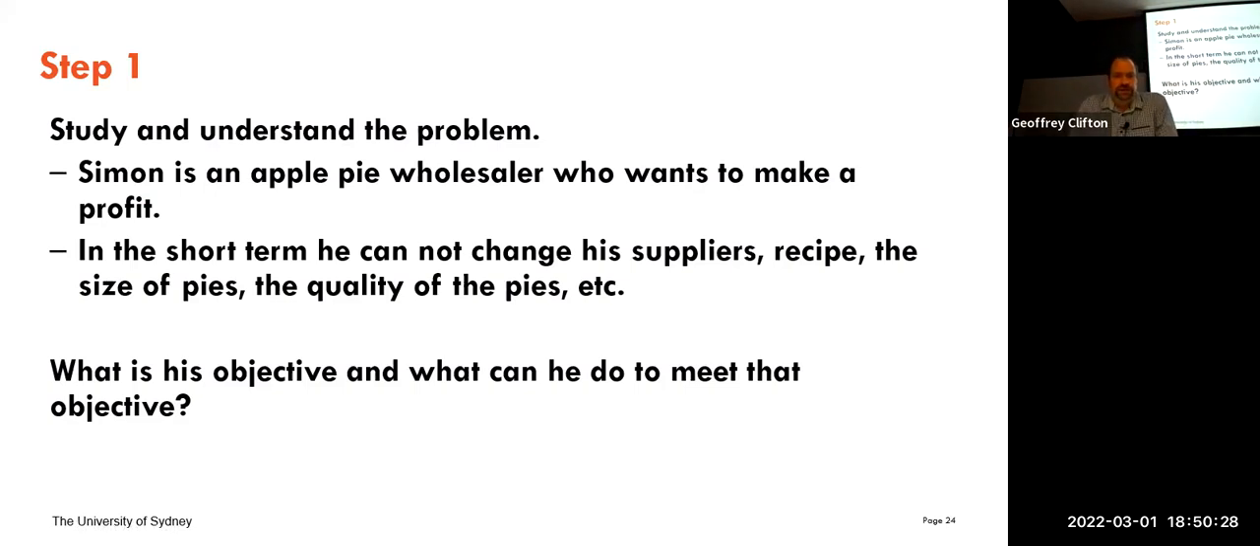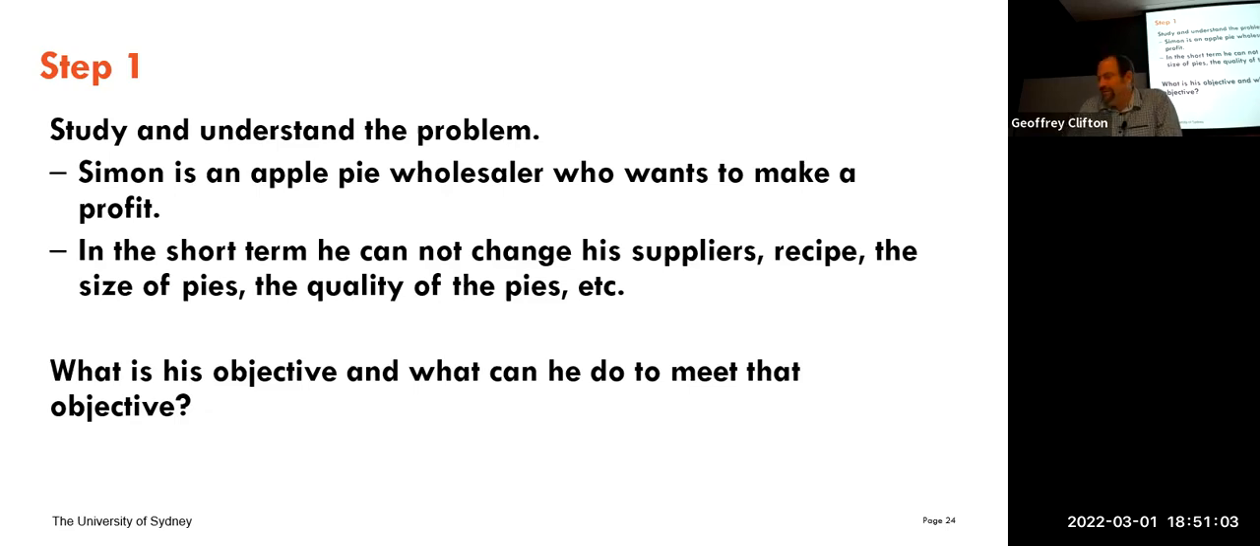So here's an example. Simon is an apple pie wholesaler who wants to make a profit. In the short term, there's not much he can do. He can't change his suppliers. He can't change his recipe. He can't change the size of the pies. He can't change the quality of the pies or anything like that. So in the short term, there's not much he can change.